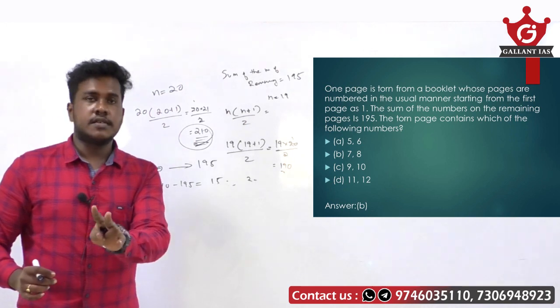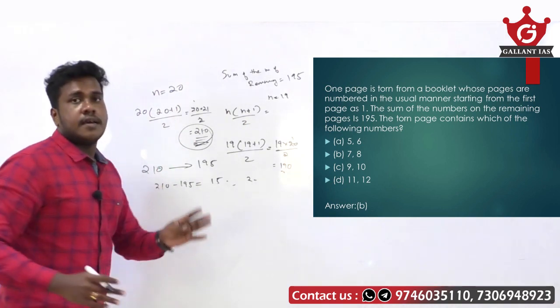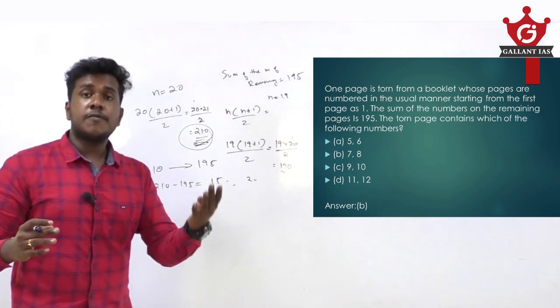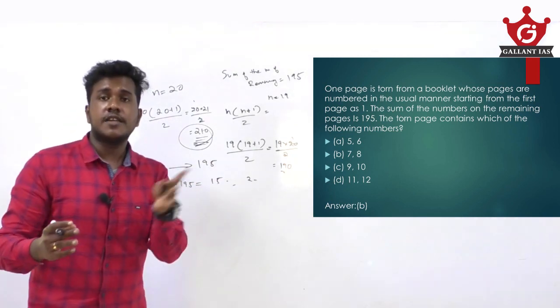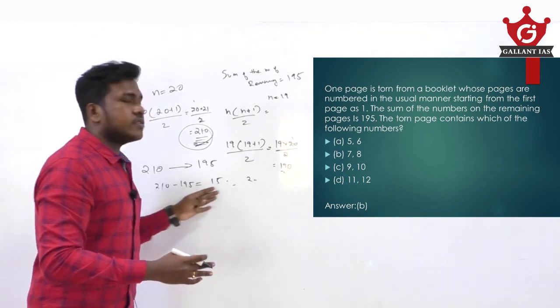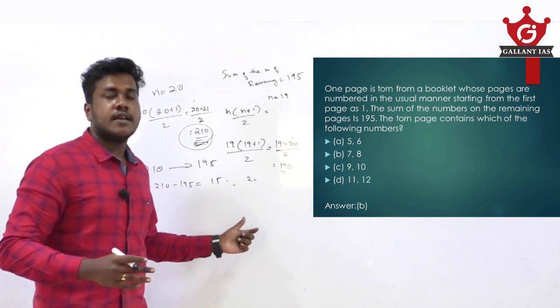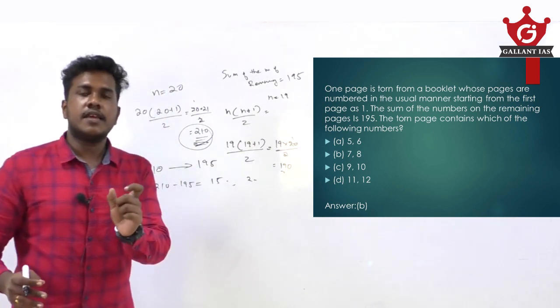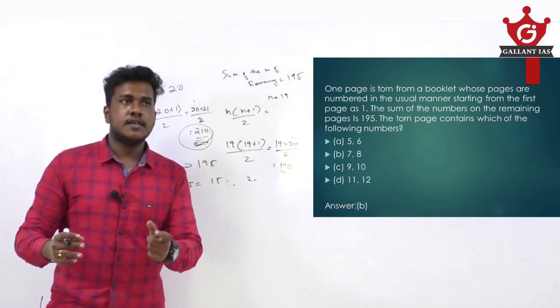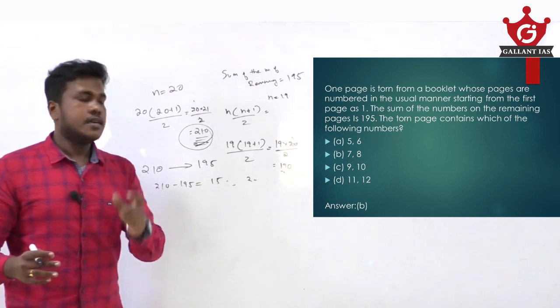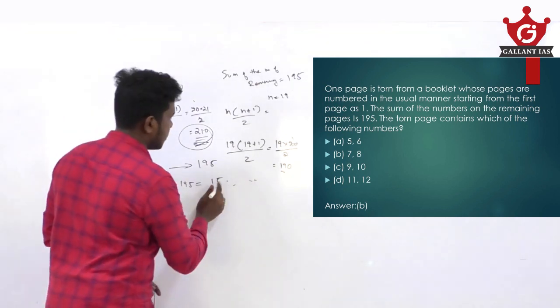I think you all got the concept. So 210 is the sum of the total number of pages without tearing, and 195 is the sum of the pages after tearing, right? So that difference will be the sum of the missing pages, right? Sum of the 2 missing pages. So 15 is actually the sum of the 2 missing pages.